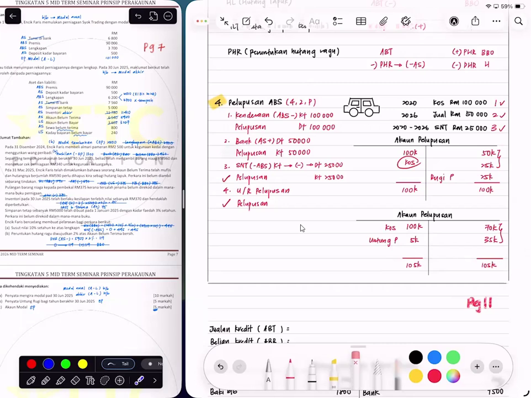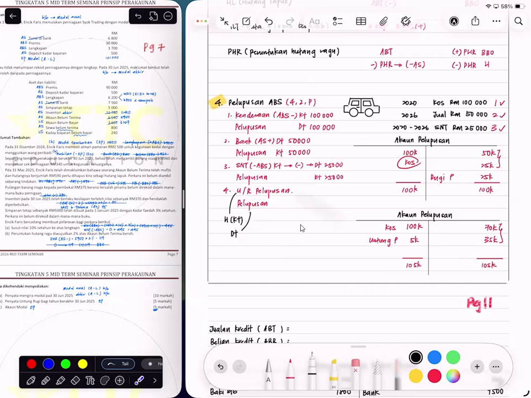Now back to the step. If I got untung pelupusan, untung means you earn profit. If you earn profit, does it sound more like hasil or belanja? When you earn profit, it sounds more like hasil. And hasil we need to record into the credit side. Then pelupusan has to be recorded into debit, because there must be one in debit and one in credit to make sure everything is inbound.